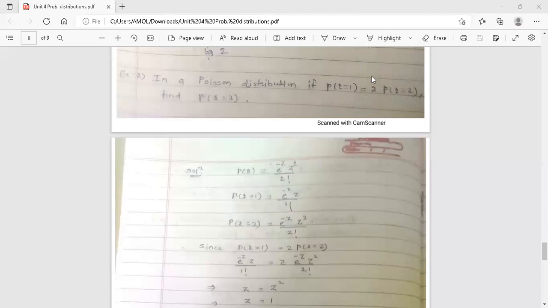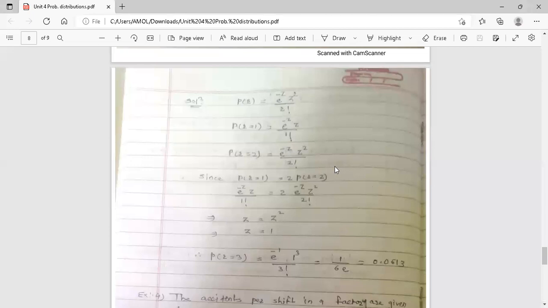Again you find P of R is equal to 2, because in this equation the term P of R is equal to 2 is there. So you put in the formula of Poisson distribution R is equal to 2. And so the formula reduces to e raised to minus Z into Z square, because R is 2, upon 2 factorial. This is the step. P of R is equal to 2 is e raised to minus Z into Z square upon 2 factorial.